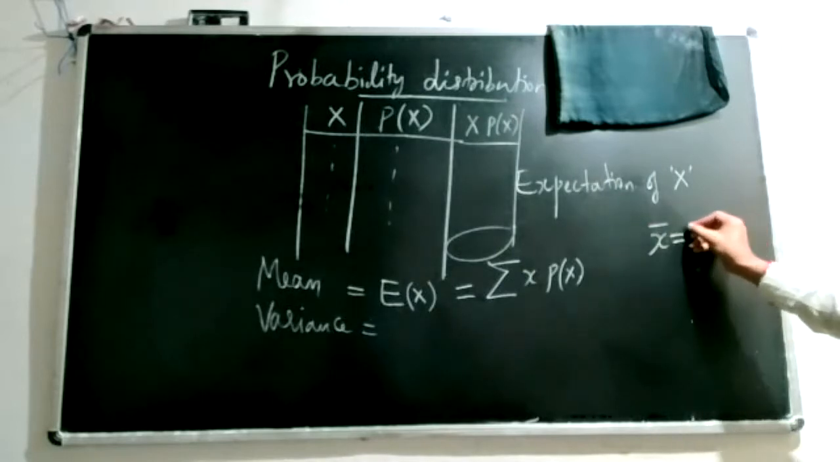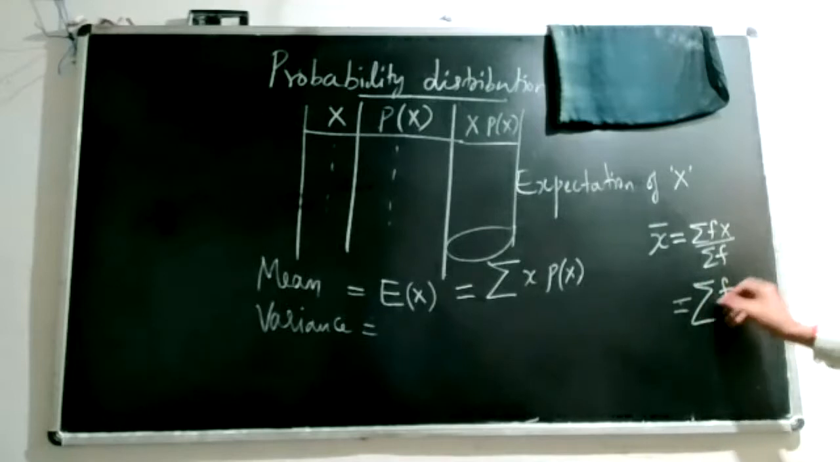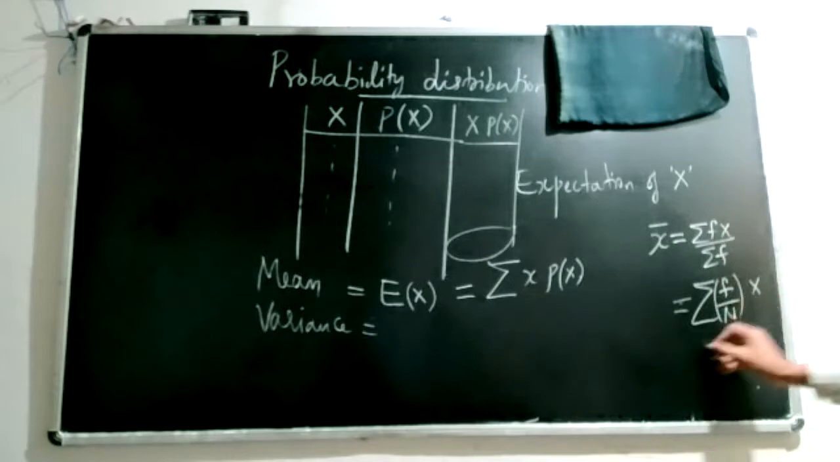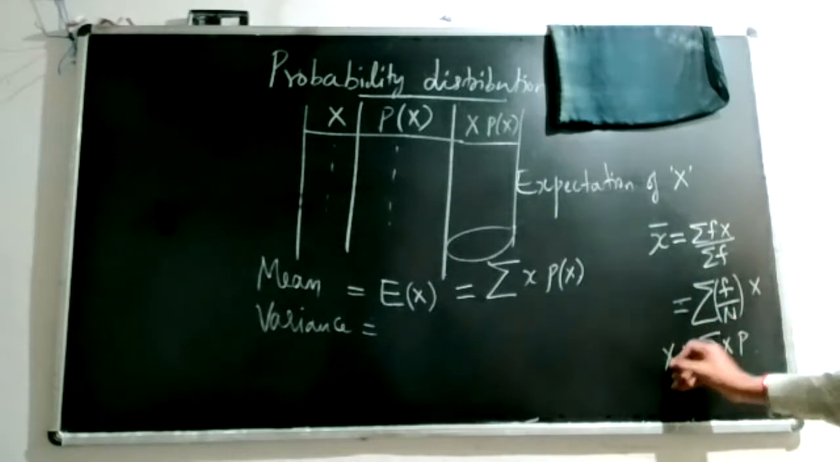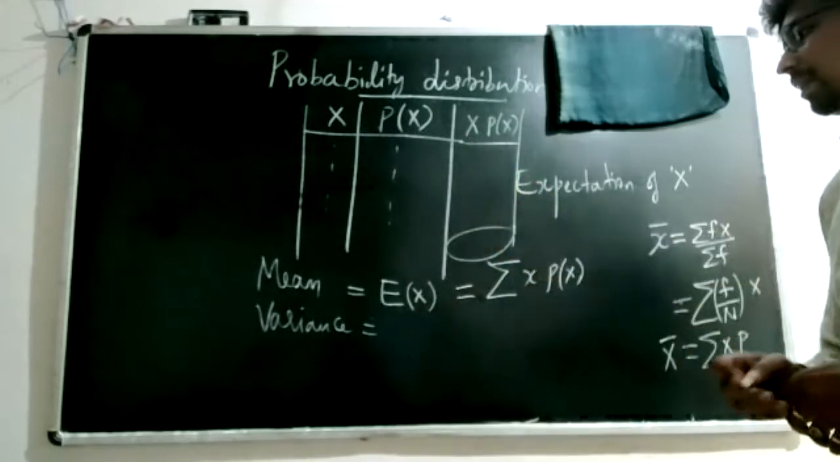Our x bar is equal to sigma fx divided by sigma f, where sigma f is n, and in a large sense we are sending this n inside the summation, dividing every value of f, and we are calling that probability. So your mean is nothing but x into probability. In the same sense, the definition is applied here.